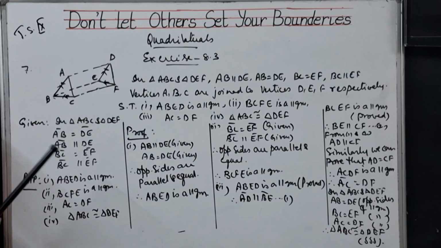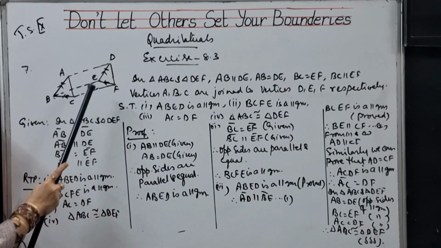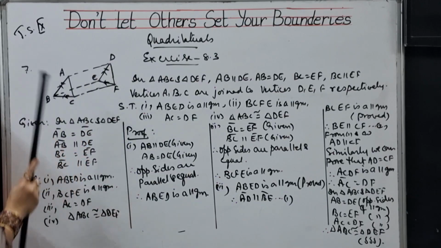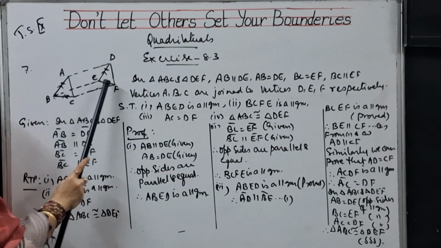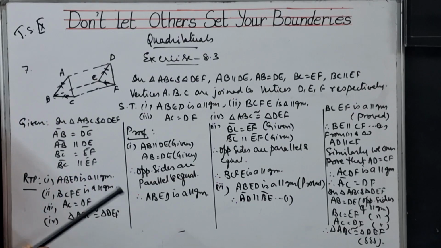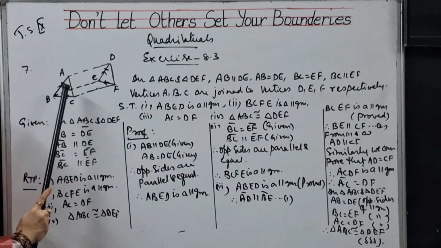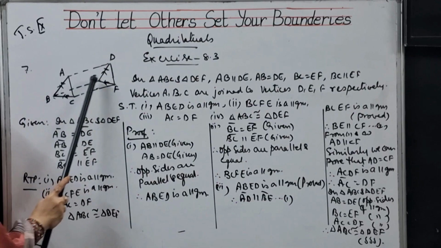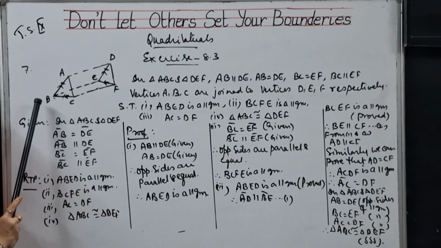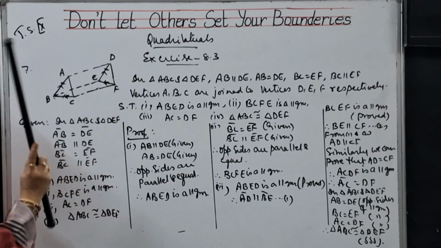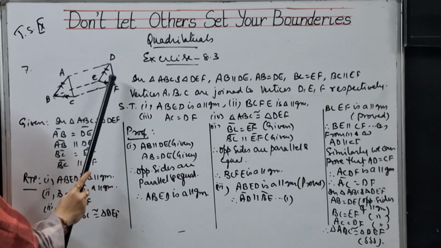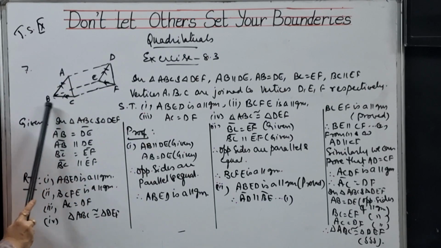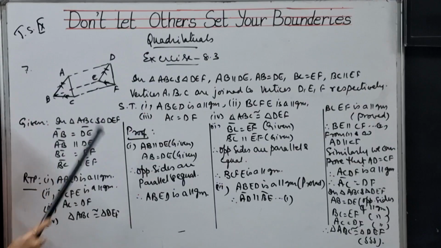So, what is given in triangle ABC and DEF? AB is parallel to DE, AB is equal to DE, BC is parallel to EF, BC is equal to EF. What is RTP? ABED is a parallelogram. Second bit BCFE is a parallelogram. Third bit AC is equal to DF. Fourth bit triangle ABC is congruent to triangle DEF.